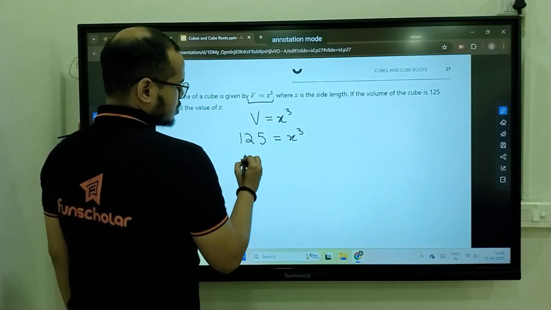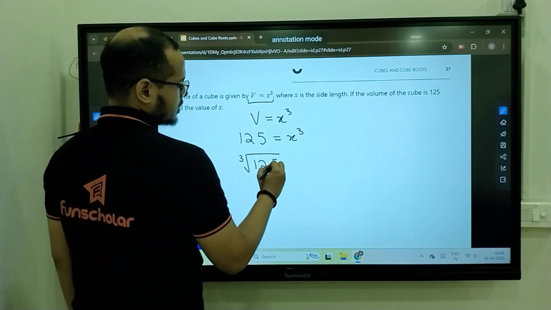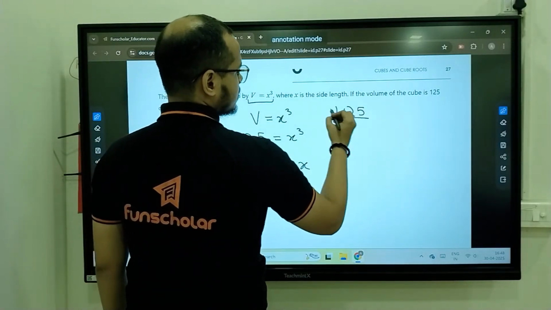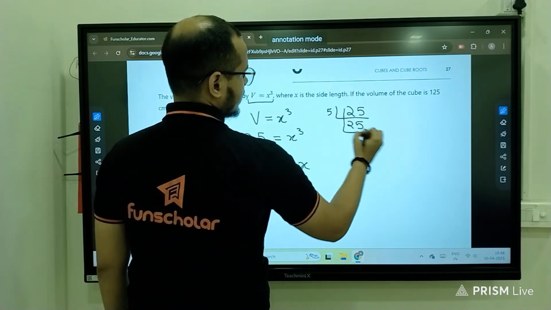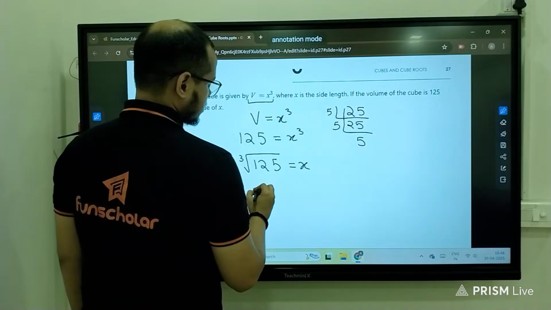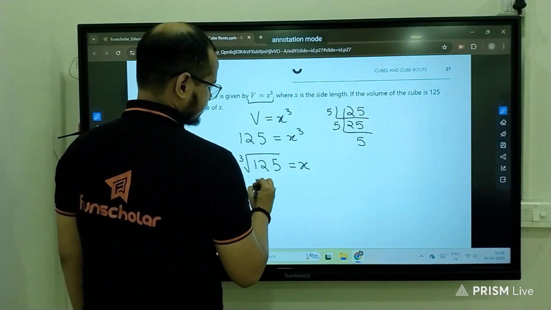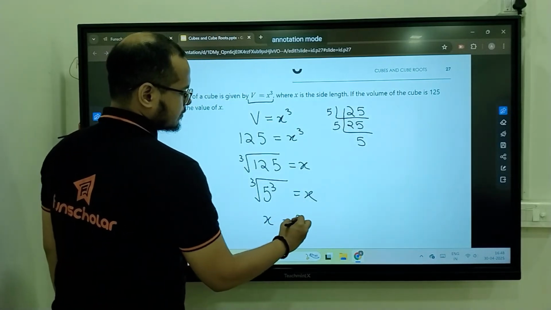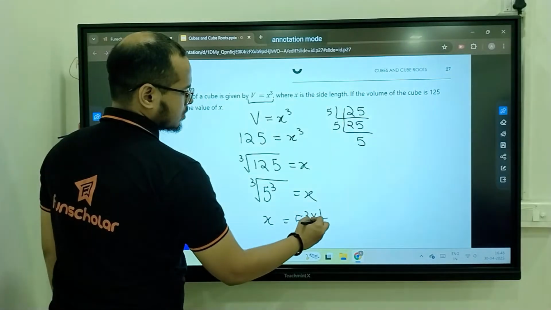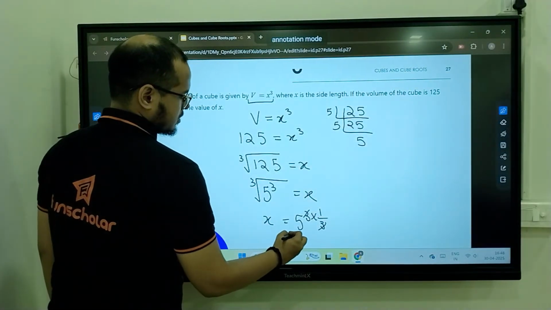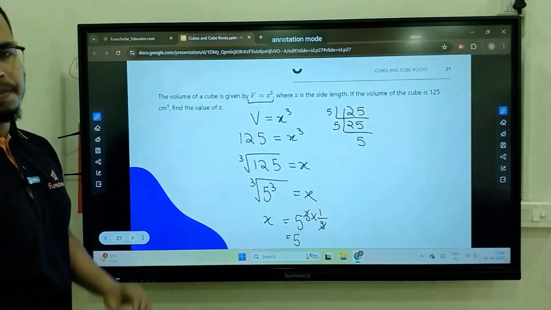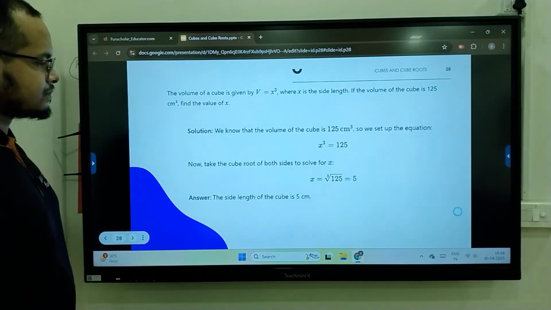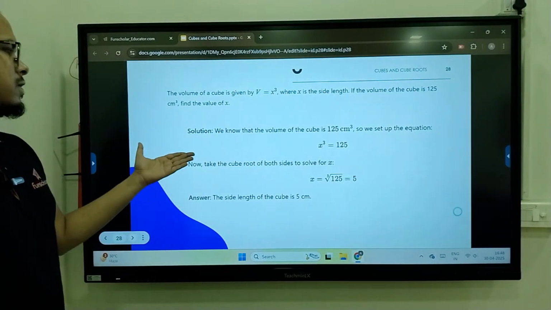Okay. So cube root of 125 is equal to x. Okay. So 125 divided by 5, 25 divided by 5, 5. So this is nothing but 5 cube. The value of x will be 5 cube raised to 1 by 3. That is nothing but 5. Okay. The value of x will be 5. Okay. I think this is very easy to understand.